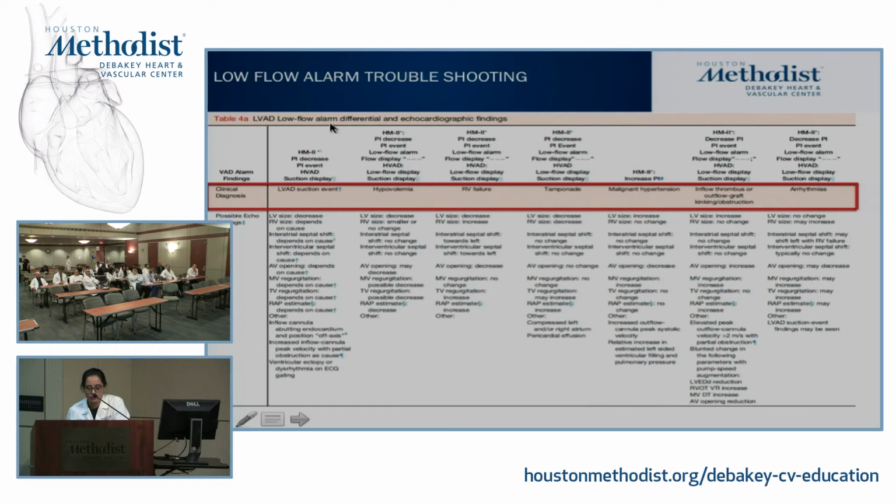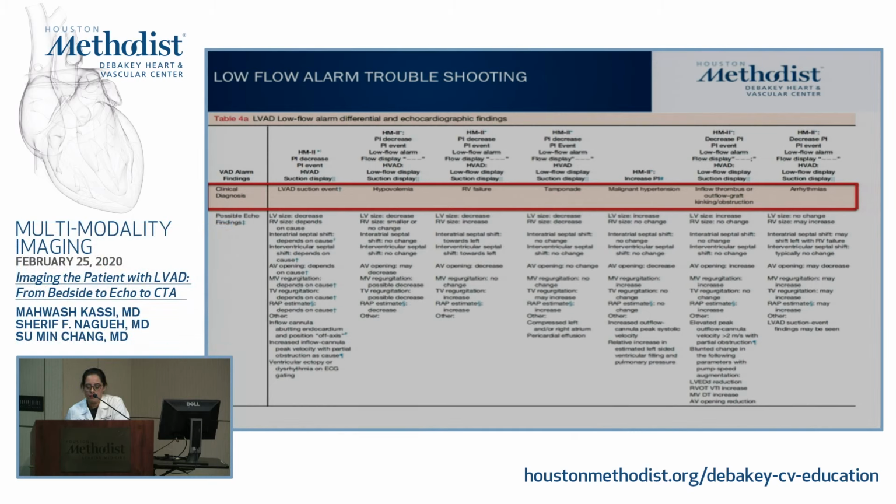If somebody's having low flow alarms, that could be because of suction, RV failure, or tamponade. Tamponade is common in the perioperative phase, where we start patients on anticoagulation and they just had a surgery done and you close the chest. That's the time when they'll develop tamponade.